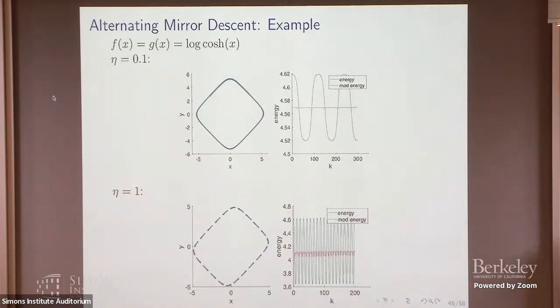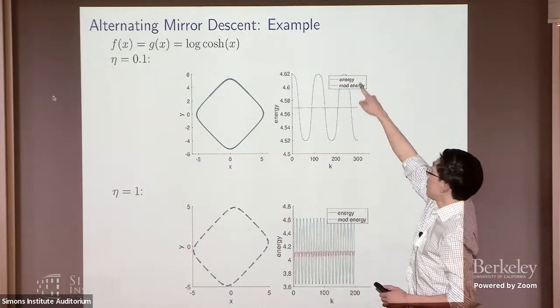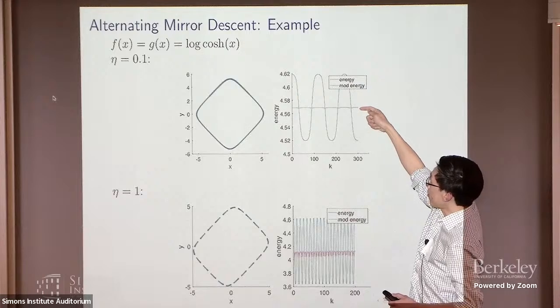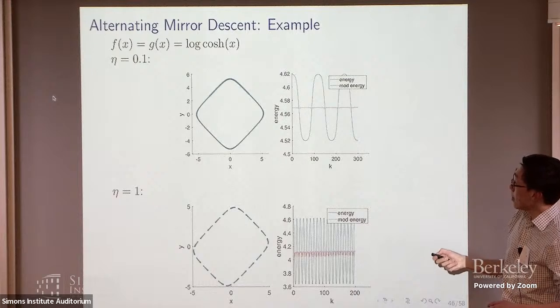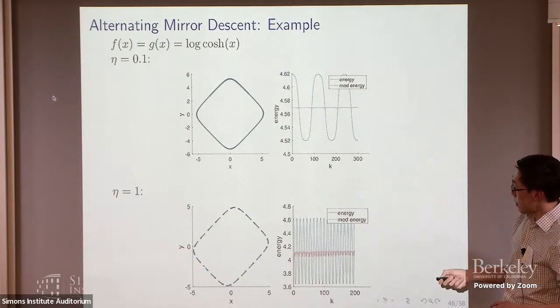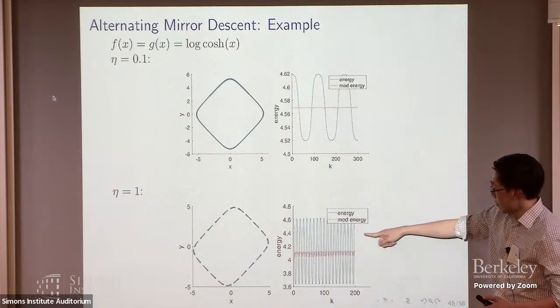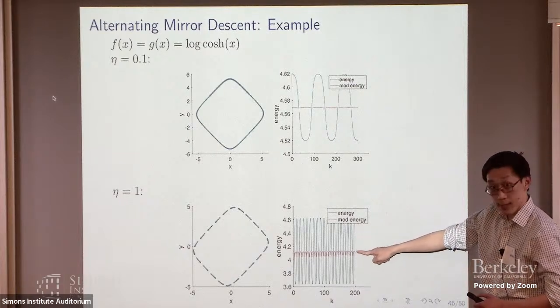If you look at what happens empirically, for example, this is the case when f and g are the log hyperbolic cosine, which is basically what happens when you do the multiplicative weight update in 2 dimensions, like 1 and 1 dimension. When the step size is small, these are the trajectories. The actual energy oscillates, but the modified energy is not quite constant, it just wiggles a little bit, right? If you increase the step size, your iterates become a bit different. Your energy oscillates a lot. Your modified energy still stays bounded.